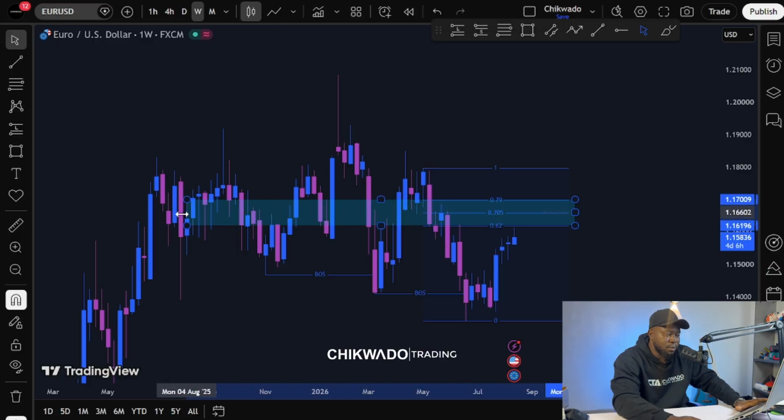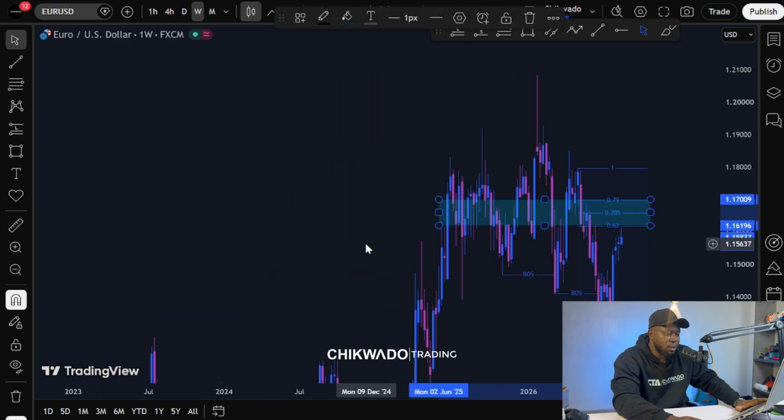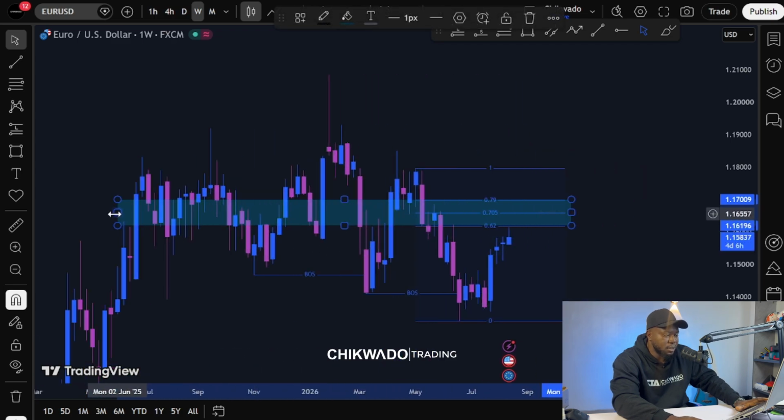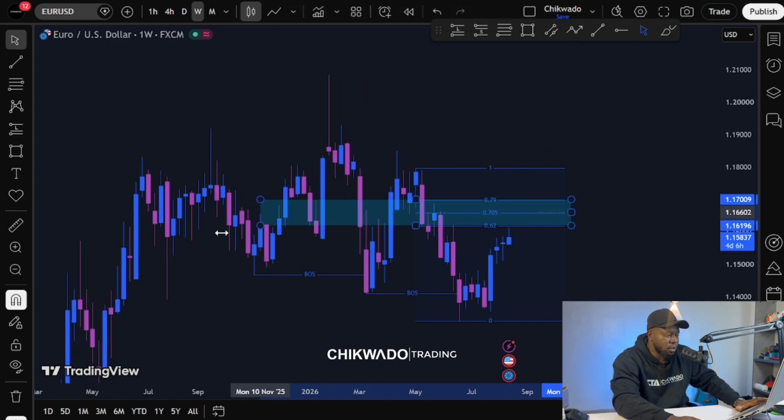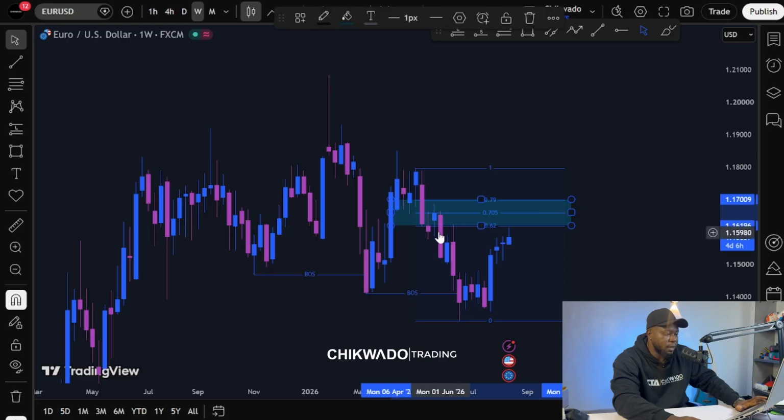If we go back in time, we can also see that, somehow, there is a bit of support and resistance in that level. This is support. This is all support, wicks, rejection, resistance, a bit of support, resistance. And this was the last zone that we sold off from. Support here, resistance here. You get the drill.